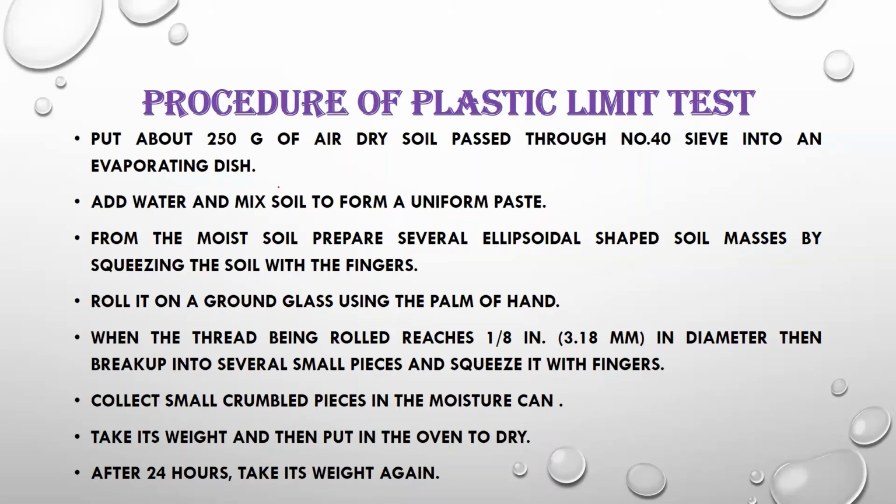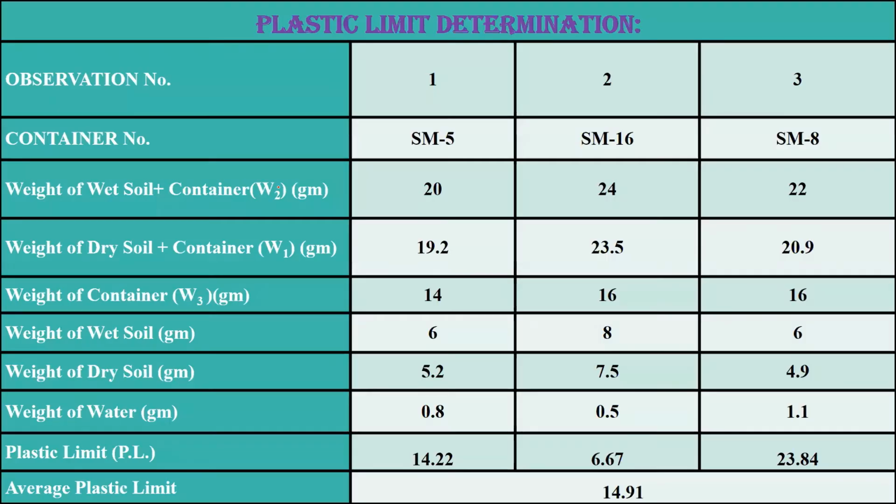When the thread being rolled reaches 1/8 inch, 3.18 millimeter, in diameter, break it up into several small pieces and squeeze it with the fingers. Collect the small crumbled pieces in the moisture can. Take its weight and then put it into the oven to dry. After 24 hours, take its weight again. This is all about the liquid limit and plastic limit tests we have done in the laboratory, and I have told you the procedure and how to do the calculations.